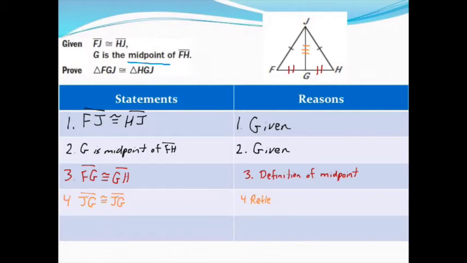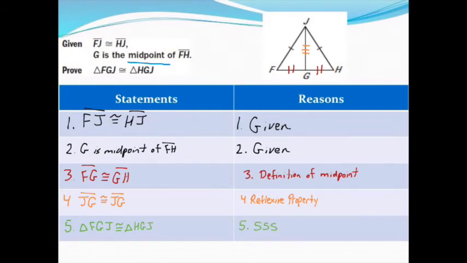This time, like in our previous proof, if you watch that video, I have a side that both triangles share. If two triangles share a side, I can say that that side is congruent to itself. So JG is congruent to JG, and we called that the reflexive property. Those are the only tick marks I'm able to add to this diagram, but it's enough to be able to prove the two triangles are congruent to each other.